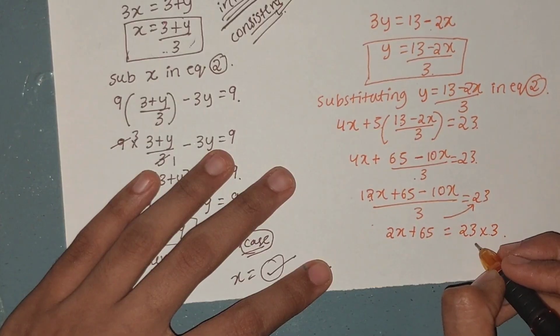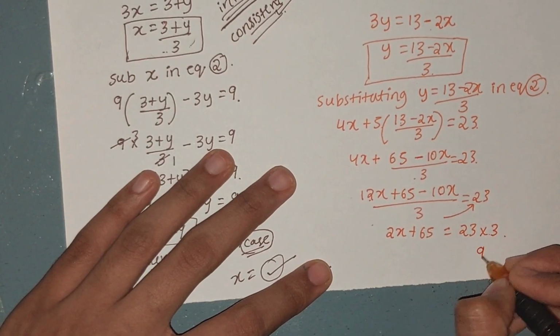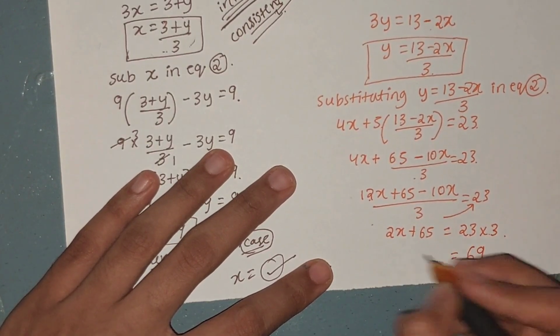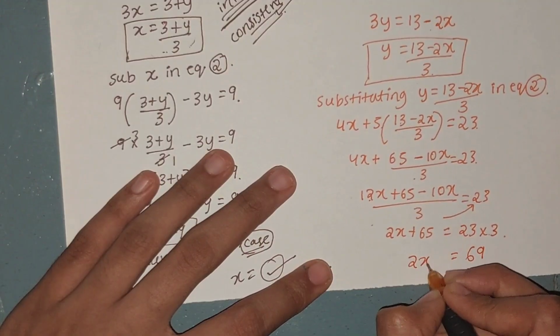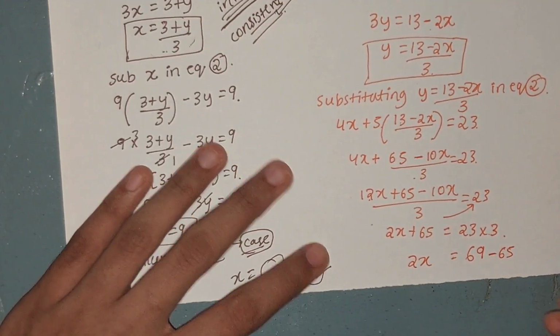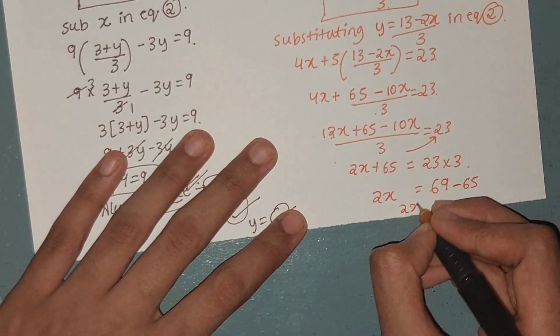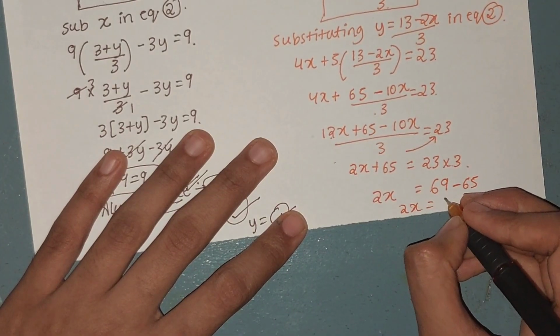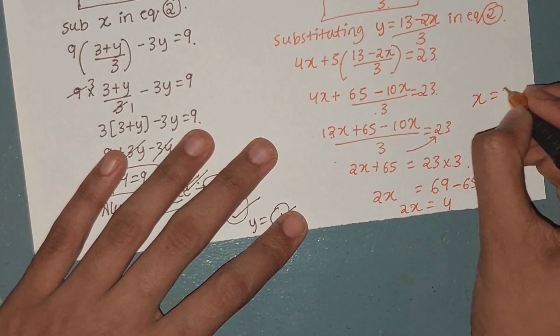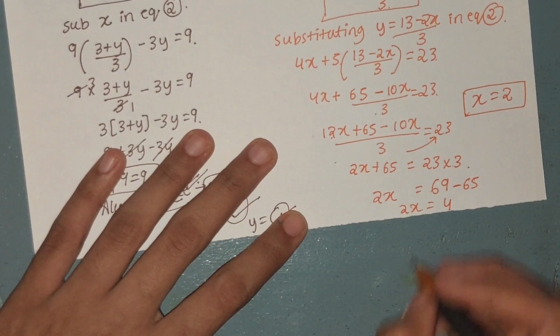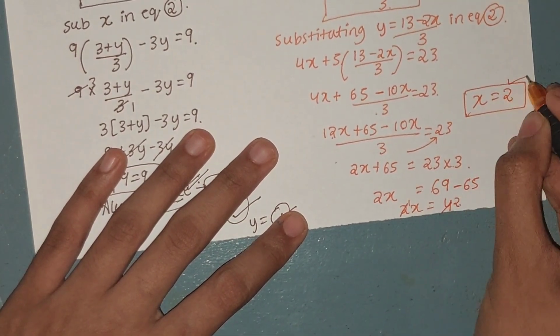So 3 threes are 9 and 3 twos are 6, so 69. 2x is equal to 69 minus 65. So your answer will be 69 minus 65 will give you 4. So x is equal to 2, because 2 ones are 2. So x is equal to 2.